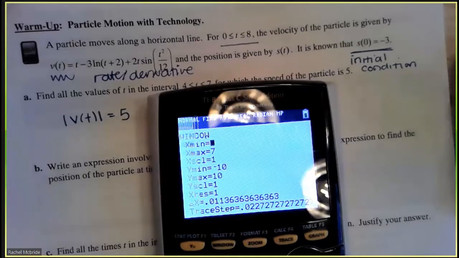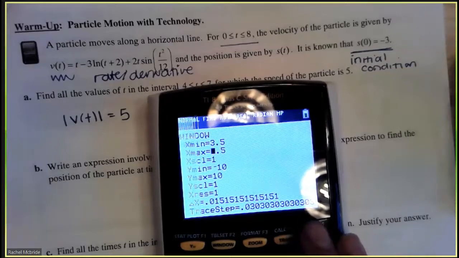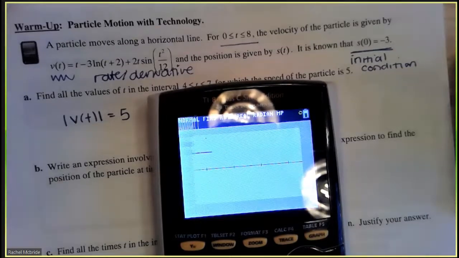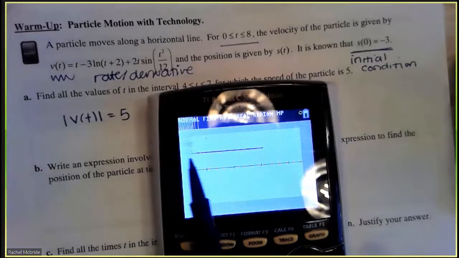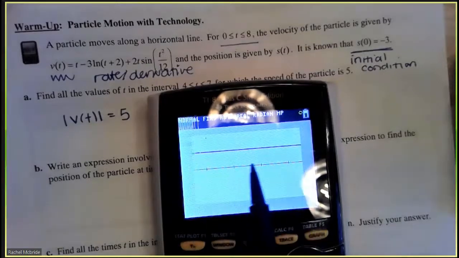So you could either start it at 4 and 7. If you like to see a little bit before, you could put in 3.8 and maybe 7.5 just to give you an idea of what's happening right before or right after. So we're going to graph it. So we know 5's right there in the middle. Now we're looking for all the points in which it's going to hit 5.